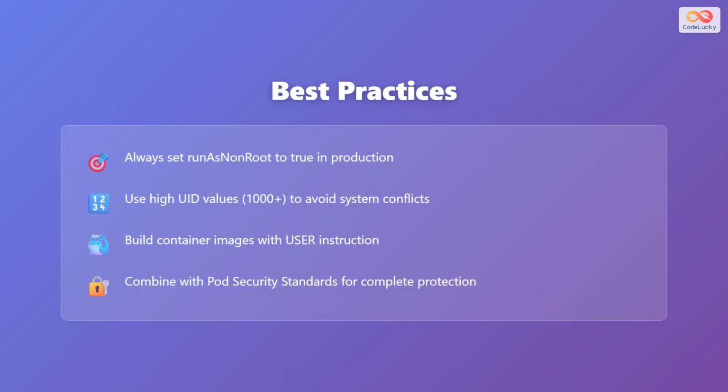Let's wrap up with some best practices. First, always set runAsNonRoot to true in production environments. This should be a standard security baseline. Second, use high user ID values, typically 1000 or above, to avoid conflicts with system users. Third, build your container images with the USER instruction in your Dockerfile, so the non-root user is baked into the image itself. Finally, combine Pod Security Context with Pod Security Standards for complete, layered protection. These practices will significantly strengthen your Kubernetes security posture.